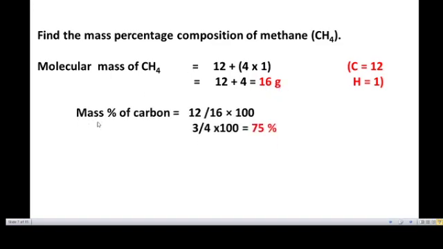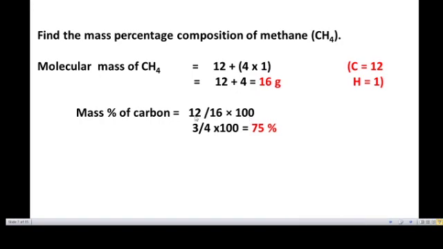Next step, we have to calculate the mass percentage of the first element present in this compound. What is the first element? Carbon is the first element in this compound. So, we have to calculate the mass percentage of carbon. Mass percentage of carbon is equal to 12 by the molecular mass of CH4, that is 16, so 12 by 16 into 100.